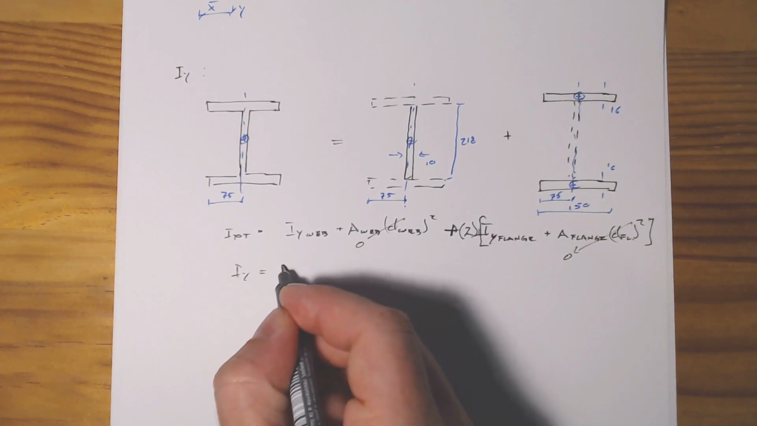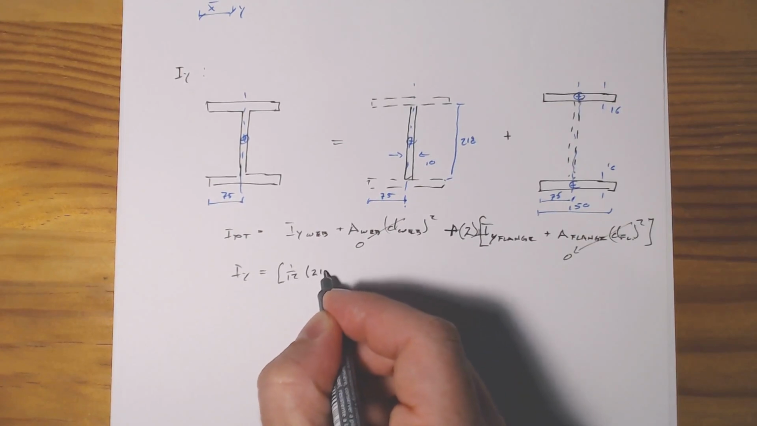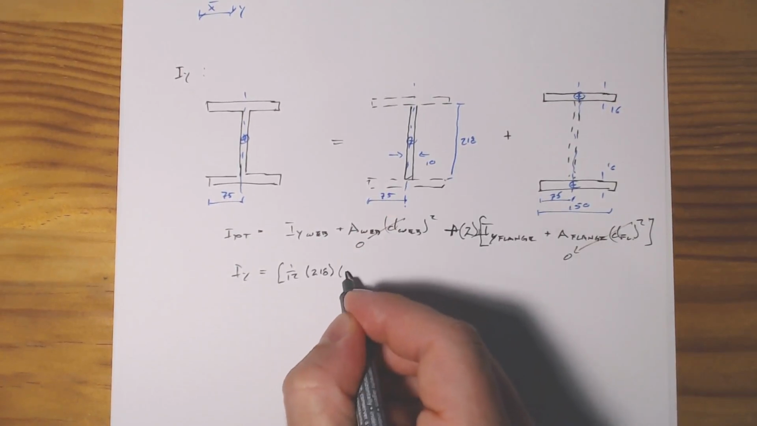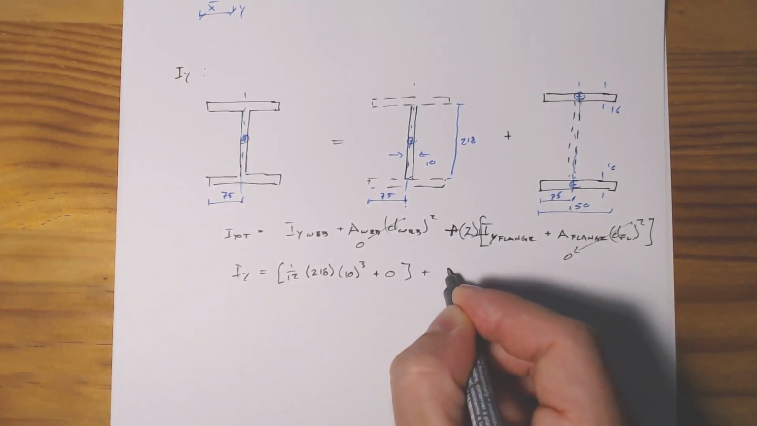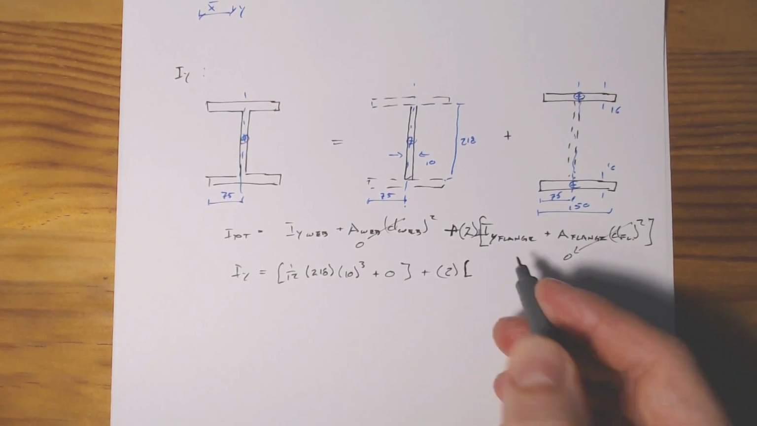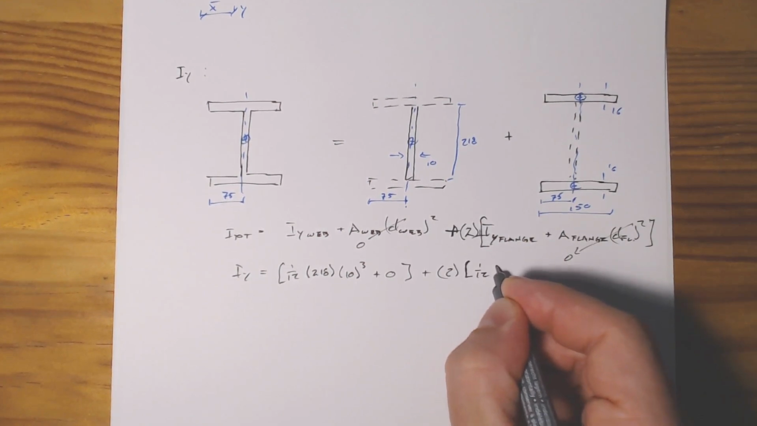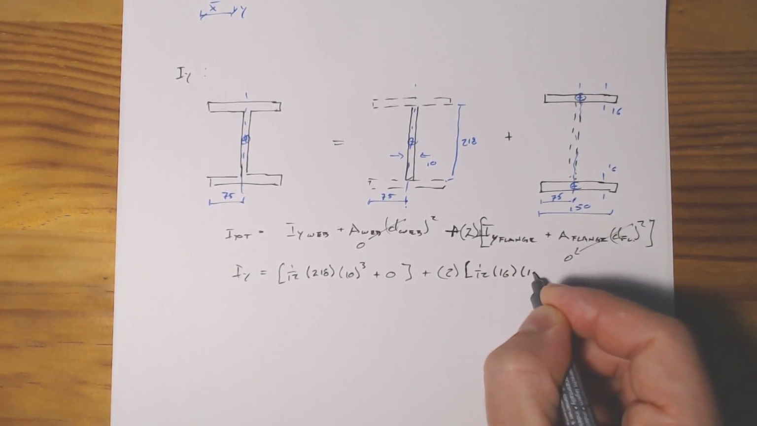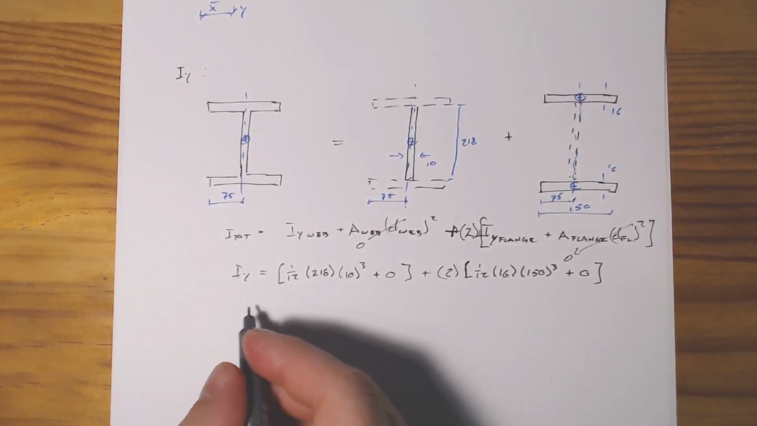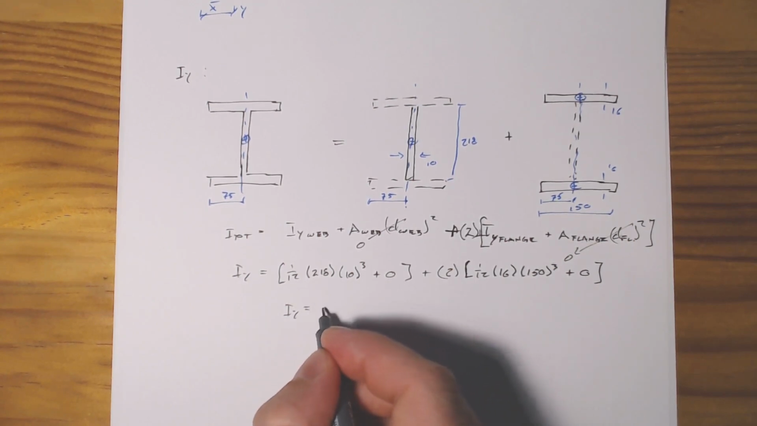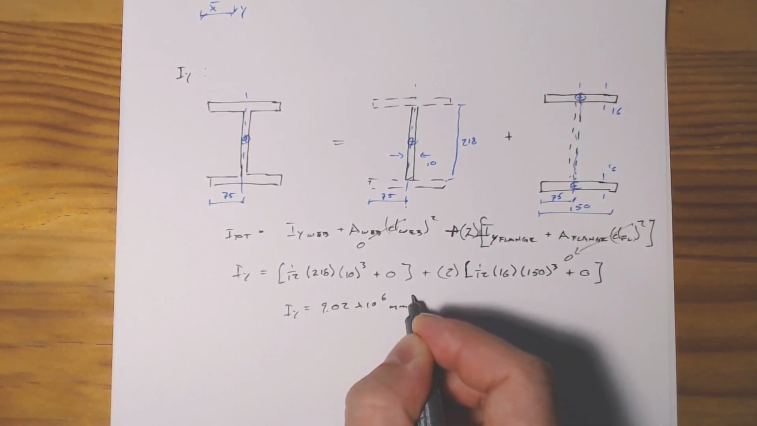And that will give us 1 over 12 times 218 times 10 cubed plus 0, plus 2 times 1 over 12 times width of 16 times 150 cubed plus 0. And if we plug all of that in, we get Iy equals 9.02 times 10 to the 6th millimeters to the 4th.